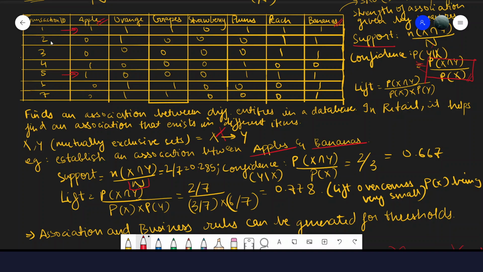So there are 7 transactions in total. That's the total number n. So that's 2 by 7. I get the value 0.285.